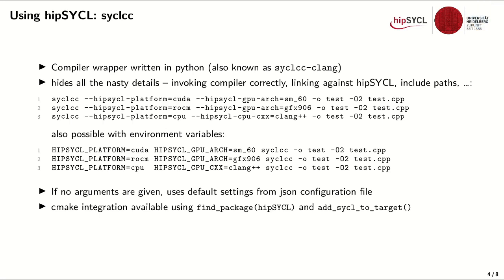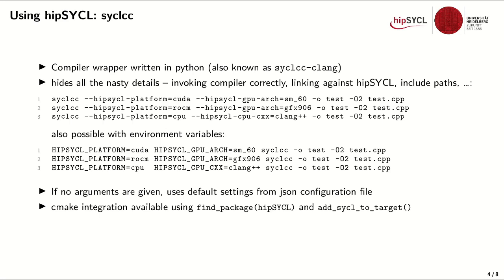If you compile code with HipSYCL, you use the syclcc compiler wrapper. It's also sometimes referred to as syclcc-clang. It's exactly the same thing. You can either type syclcc or syclcc-clang. It makes no difference. syclcc hides all the nasty details. For example, how to invoke the compiler correctly, how to load the HipSYCL Clang plugin if it needs to be loaded, linking against HipSYCL, setting the correct include paths, and so on and so forth.